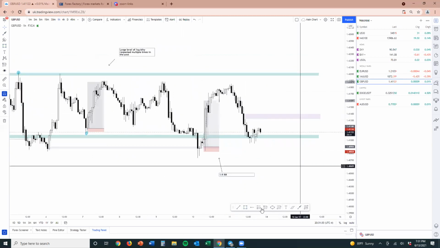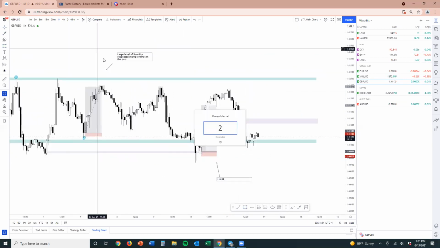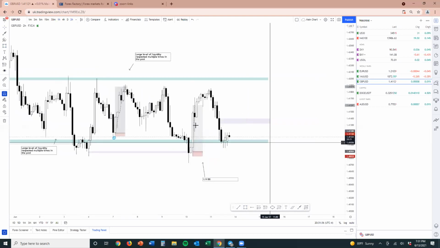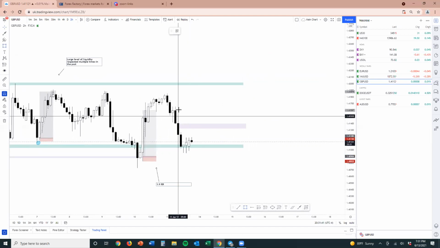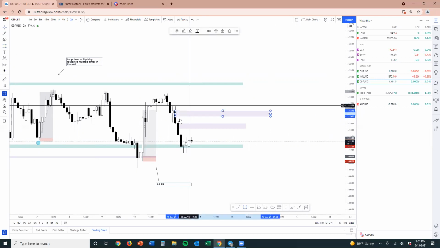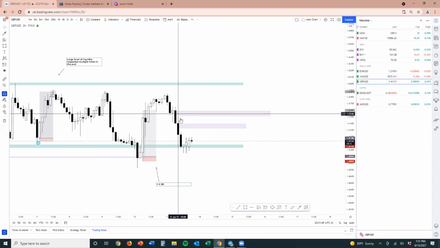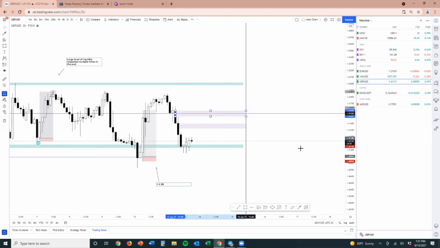We also have imbalance. Let me go to a different time frame really fast. Let's look at 2 hour real quick. So we can see again, there's that imbalance level there. Here's another imbalance level up here. And again, all imbalance is just body to wick, whatever separation where price action did not come back to, that is what you're counting as your imbalance area.